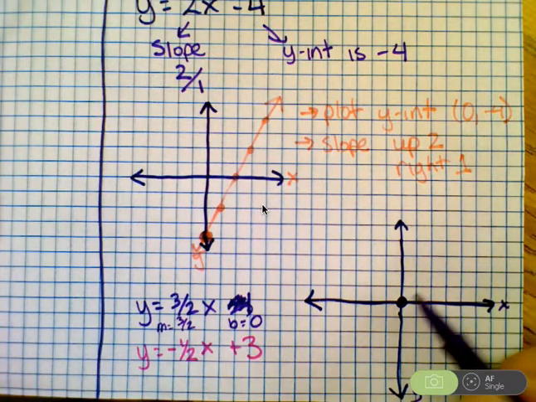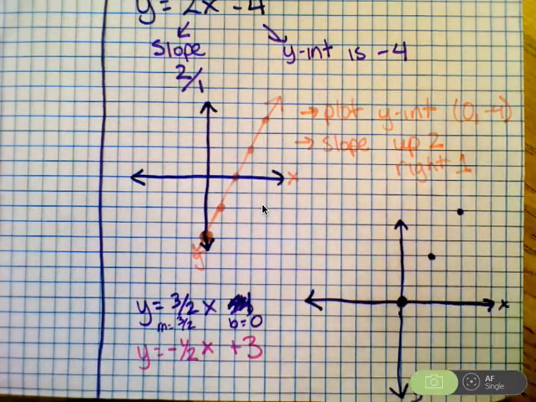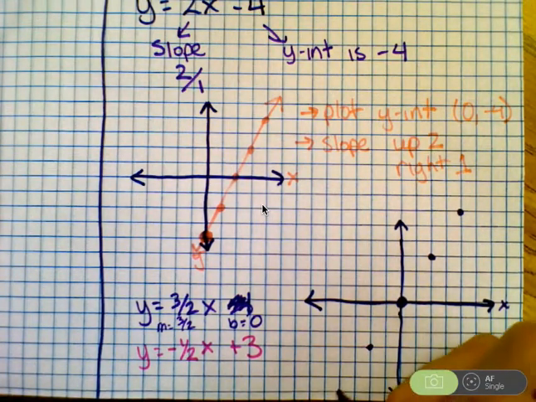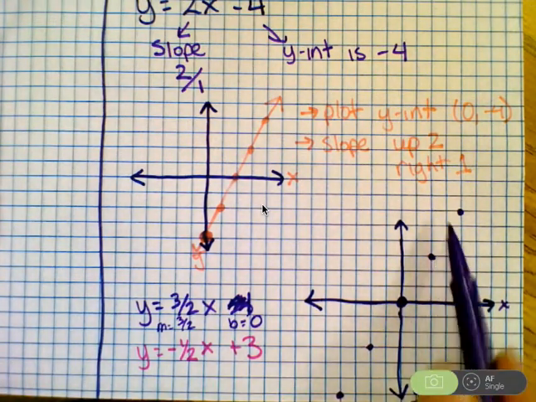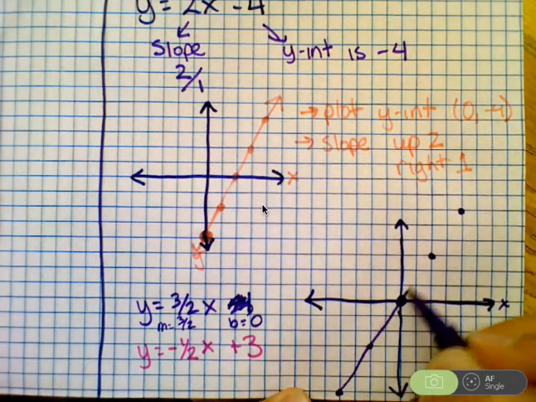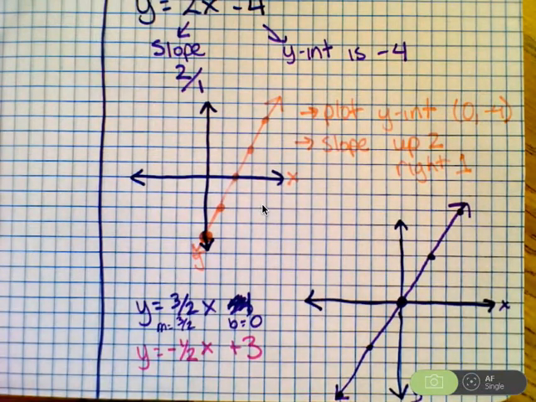So from 0, 0, I'll go up 3 over 2, up 3 over 2, and I can go the other direction, down 3 and back 2. Notice I'm always moving up and to the right when I plot these. So that purple line will go right through there, and I'm good.